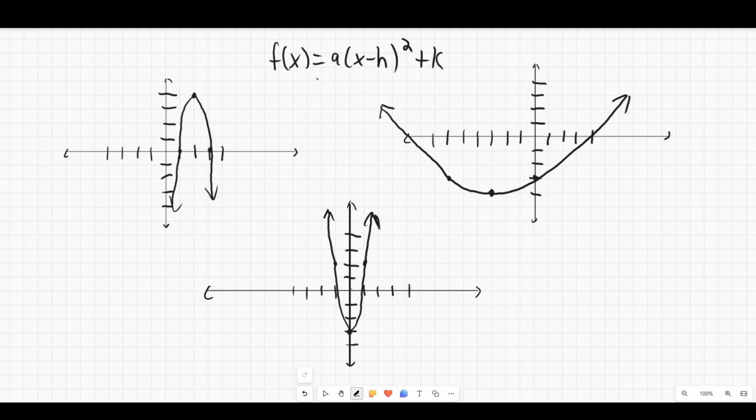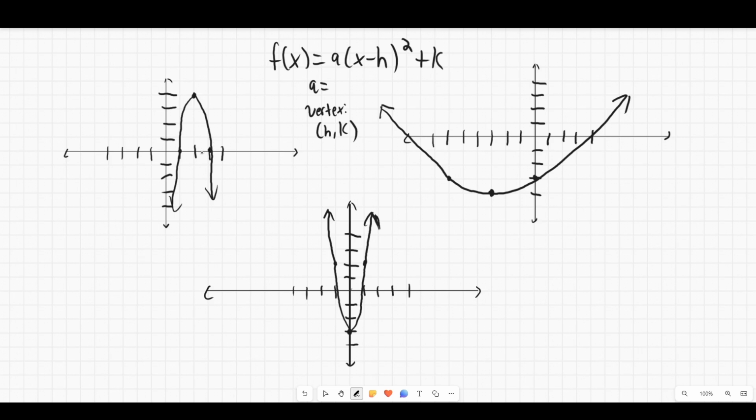So the things we need to know are what a is, and what our vertex is. If we recall, our vertex is (h, k). So let's do the first one. Figuring out our vertex is simple enough. That is the highest or lowest point of the graph, the minimum or the maximum.